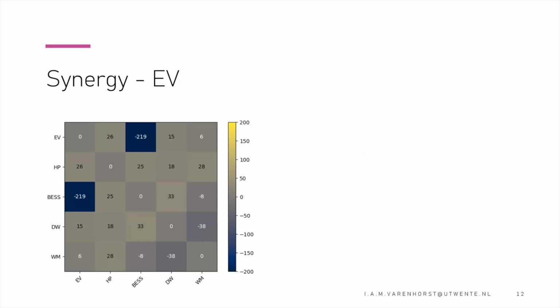Okay, that's how we interpret the plot. Now let's look at the result. What we see, and what really stands out, is that the synergy between a battery and an EV is very, very negative right here. And it's by far the largest synergy value that we see. Perhaps that is a little bit surprising, but let's look into it some more, because this is in the situation that we have a maximum charging power of the EV of 11 kilowatts.